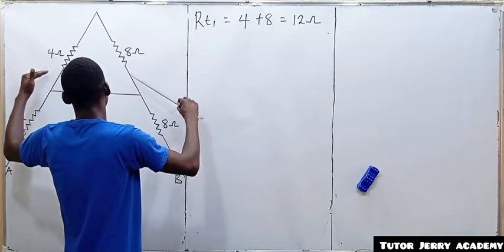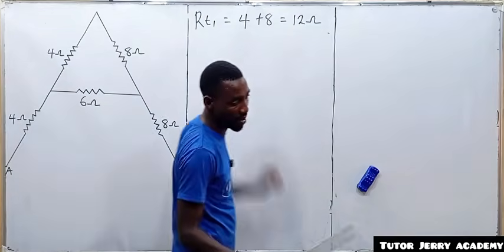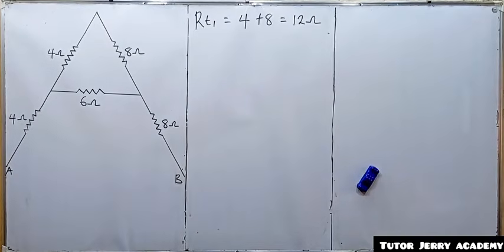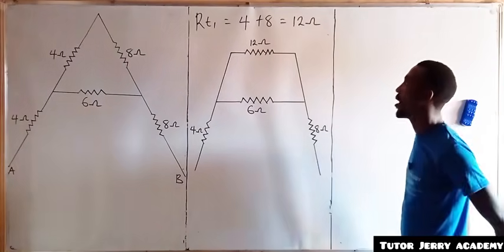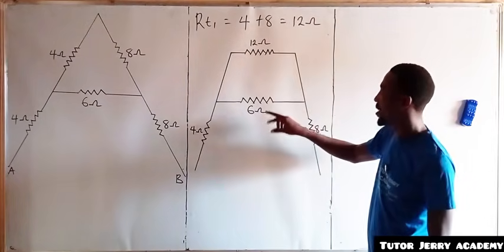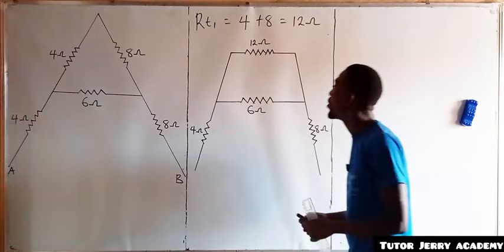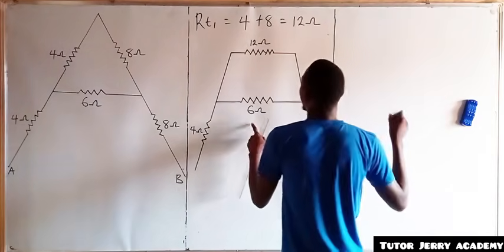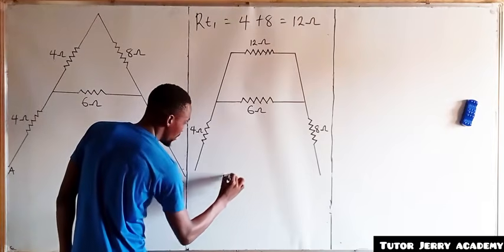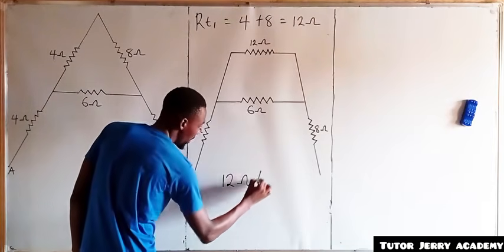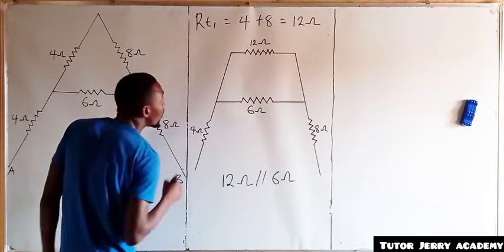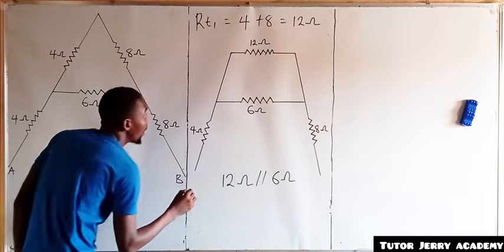All right, so we are going to be redrawing the circuit. We can therefore connect the circuit directly. So here is our diagram. You are going to see clearly that this 12 ohms is now in parallel with 6 ohms. So let's call the resistance between them RT2.